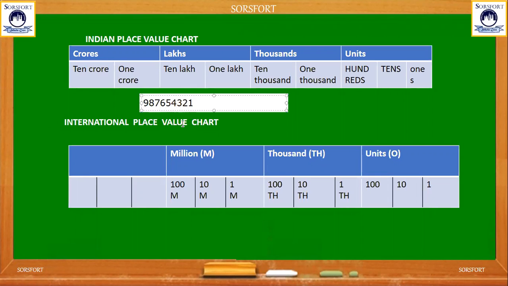987654321. This is a 9-digit number. So see, under unit, this 1, 2, 3. This is the unit place. Before that, I will put one comma. After that, the thousand place, 1 and 2. Again 2. So now the number is 98 crore 76 lakh 54,321.